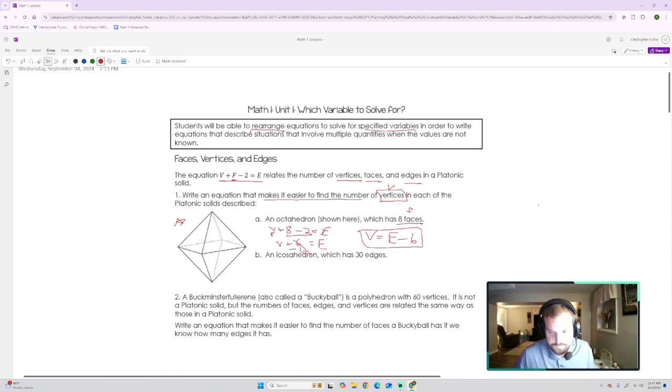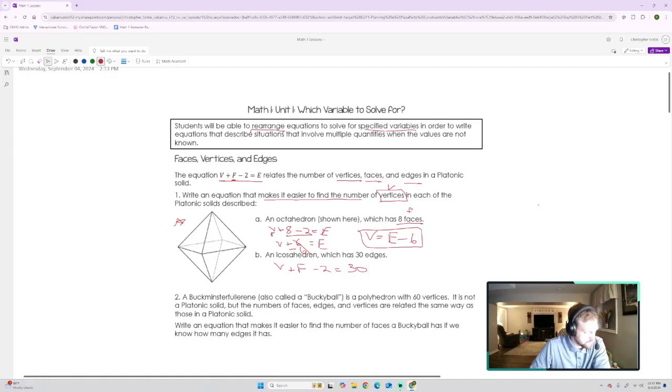Not terrible, right? What about the next one? An icosahedron, I don't know, you have to look that one up, has 30 edges. All right, we know what e is equal to, so I'm going to say v, which we don't know, plus f, which we don't know, minus 2 equals 30. Because it gave us what e is equal to. Now again, we want to make it easy to solve for v, so we're going to get v by itself.